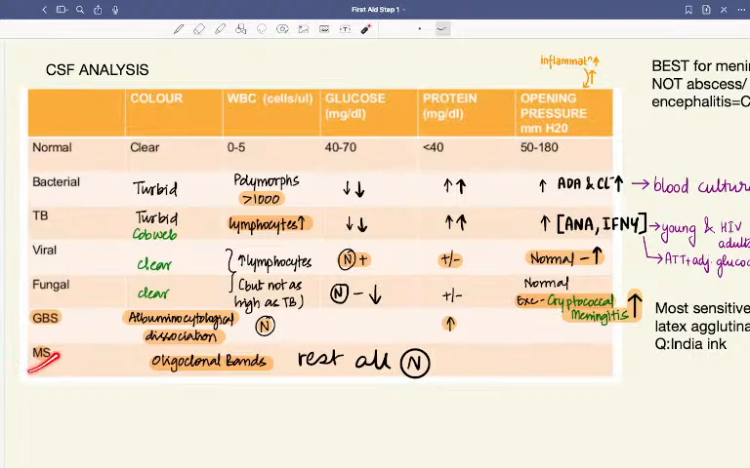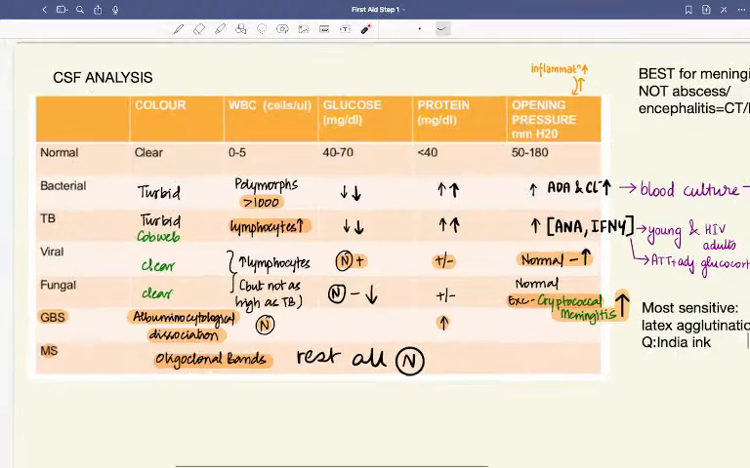Okay, so fungal, this is something that I always miss out on. Okay, let's see. So turbid, all this is fine. This is decreased. Obviously, this is increased. Opening pressure is increased here. Okay, so this is important. Now normals are very important. Normals are 0 to 5, 40 to 70, less than this.